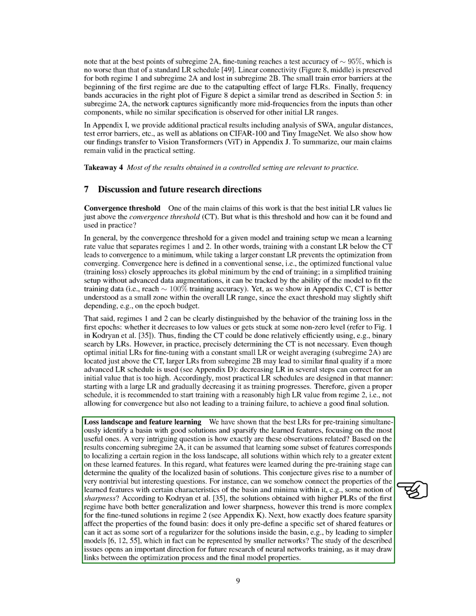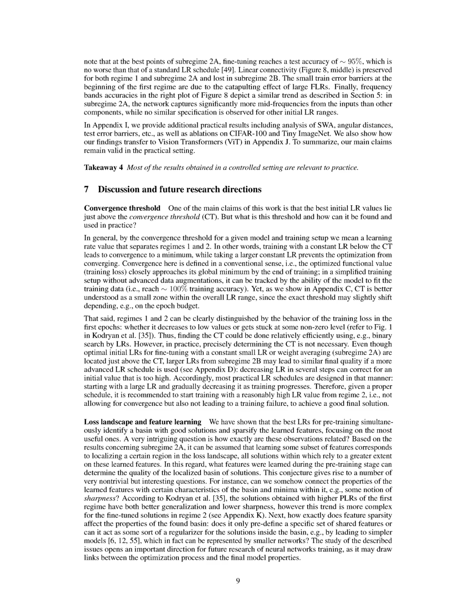This leads to intriguing questions, such as whether we can link the properties of learned features to characteristics of the solution basin, like sharpness. Solutions obtained with higher learning rates in the first regime tend to generalize better and have lower sharpness, although this relationship is more complex for fine-tuned solutions in the second regime. We also wonder how feature sparsity impacts the properties of the solution basin. Does it define a specific set of shared features, or can it act as a regularizer, leading to simpler models that can be represented by smaller networks? Exploring these issues is crucial for future research in neural network training, as it may connect the optimization process with the final properties of the model.